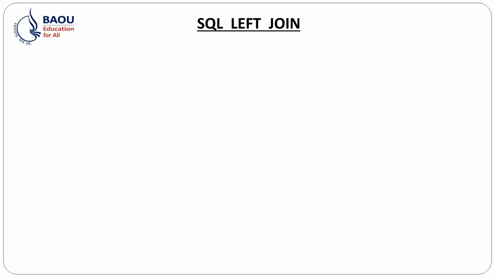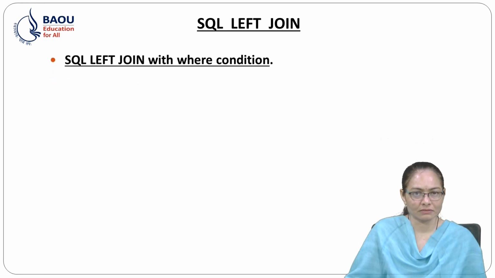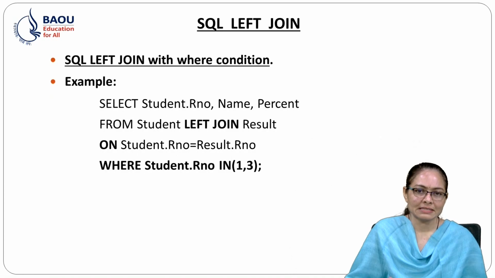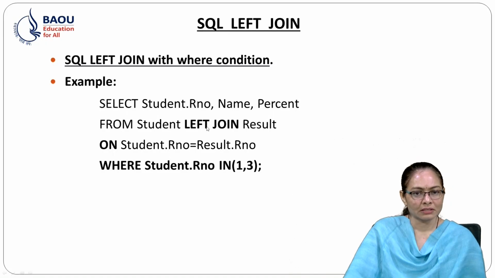Now the next one is SQL left join with the where condition. For example, select student.roll number, name, percentage from student. Here we use the left join. If we use the inner join, then we write inner join. If we use the left join, then write left join here. If we use the right join, then write right join.